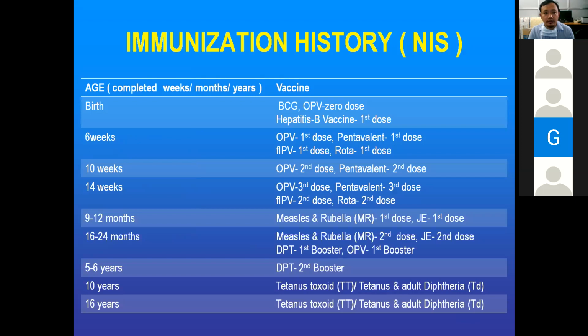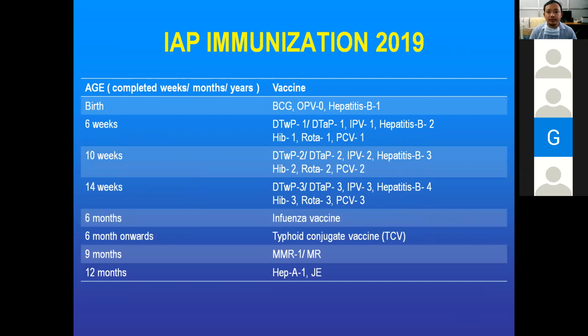Following developmental history, we have the immunization history. We have to take the immunization history, whether the child has received all the immunizations, and if possible, we should try to get the immunization card and see for ourselves what immunizations have been received. And this is a slide of the immunization schedule which is followed in our state of Arunachal Pradesh. Then this is the IAP immunization schedule for 2019.